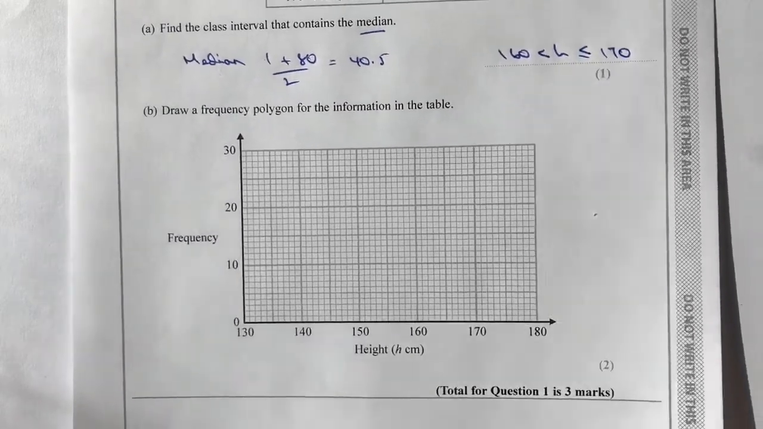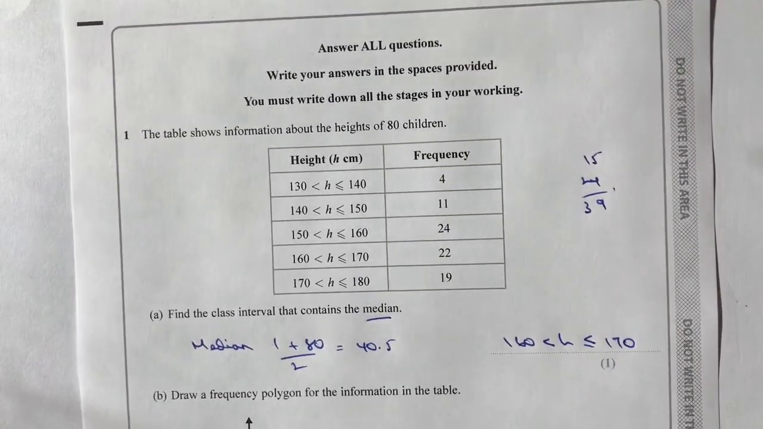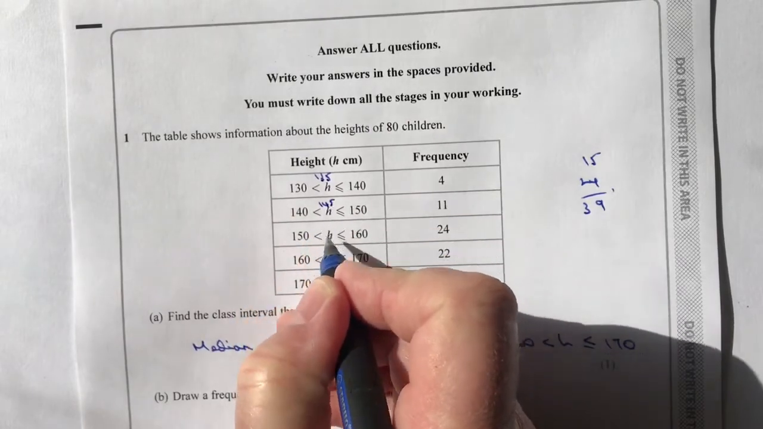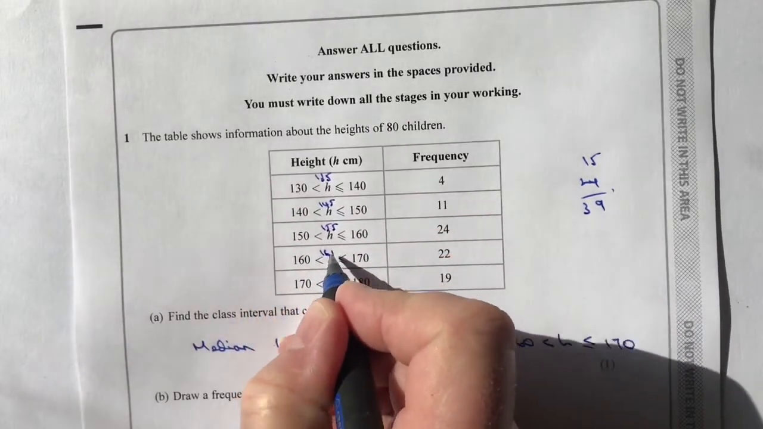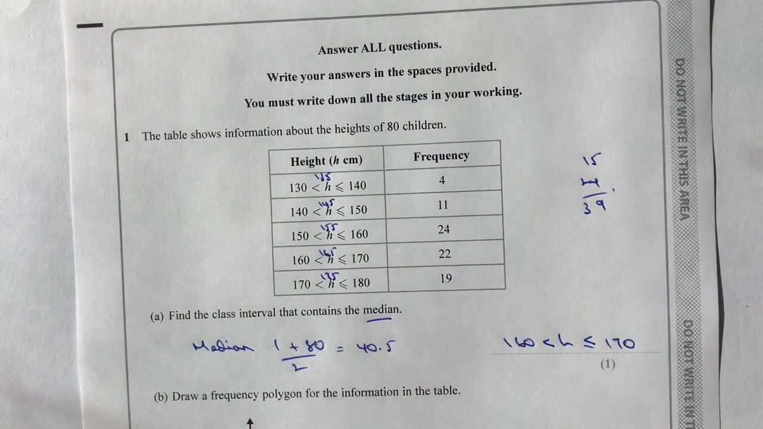Let's move on then to drawing a frequency polygon. In a frequency polygon we're plotting the frequency against the height. Now remember that it's the mid value of the height that we're looking to plot. So if we go back to our grid at the top here, what we're plotting is the mid values 135, 145, 155, 165 and 175 against the frequency. It's not like a cumulative frequency diagram, it is a frequency polygon, so we're plotting the midpoint.